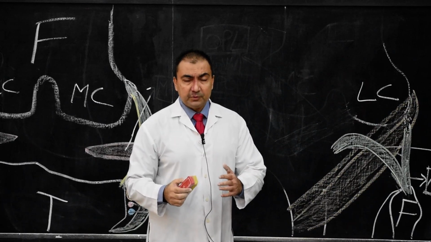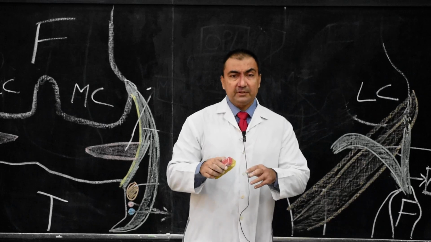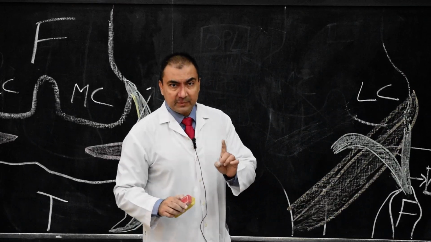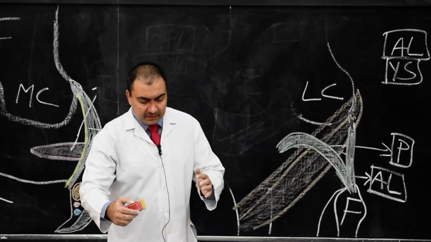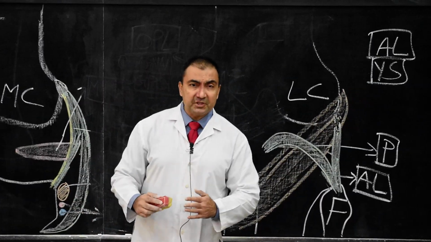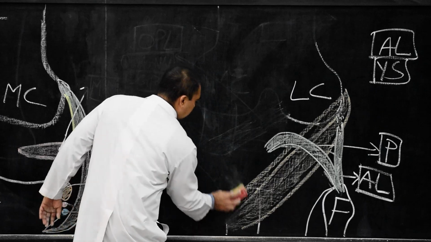Remember, the names anterior and posterior cruciate ligaments are according to the tibial attachment, not femoral attachment. Anterior cruciate ligament is in the anterior intercondylar area of the tibia, and posterior cruciate ligament will be in the posterior intercondylar area of the tibia.